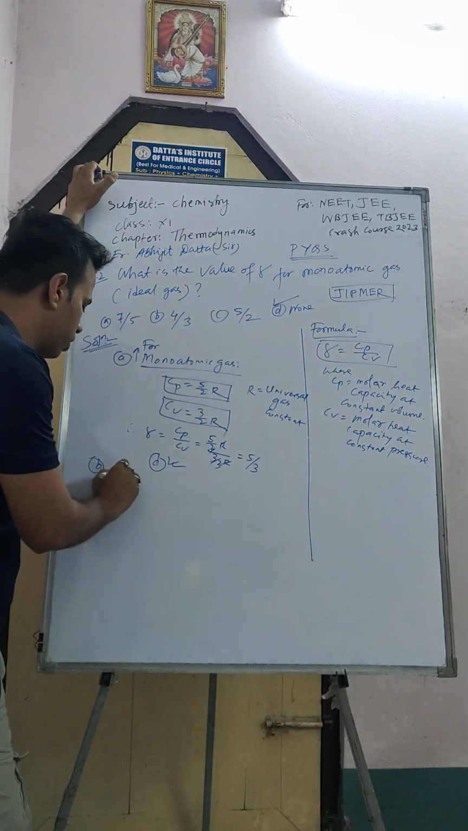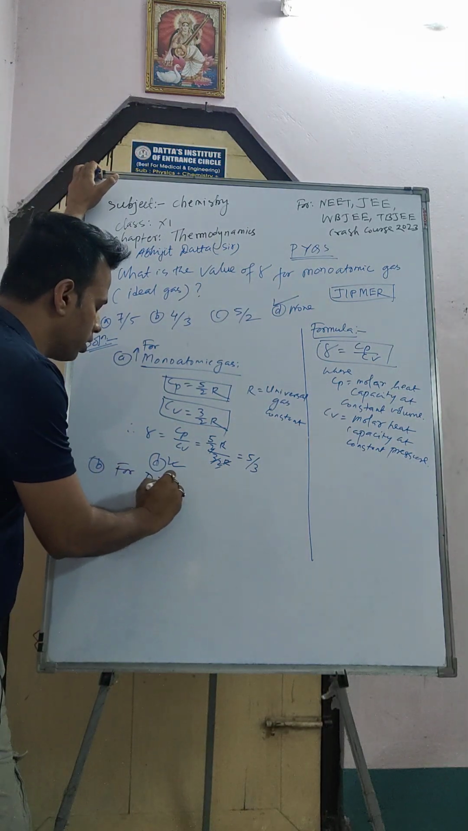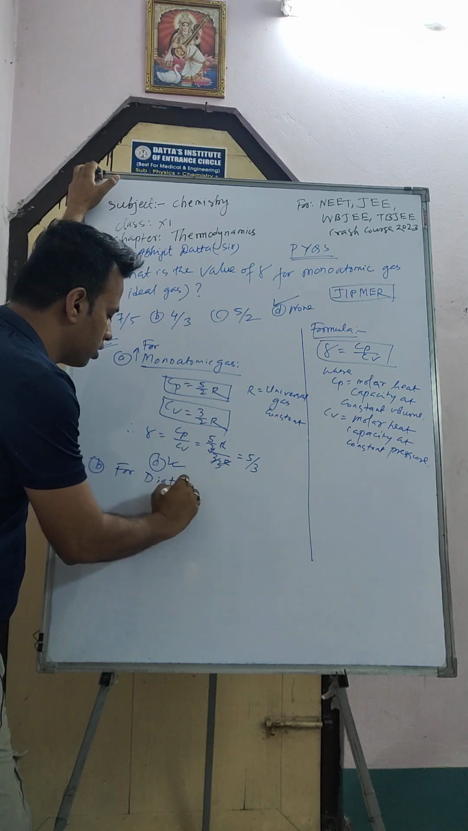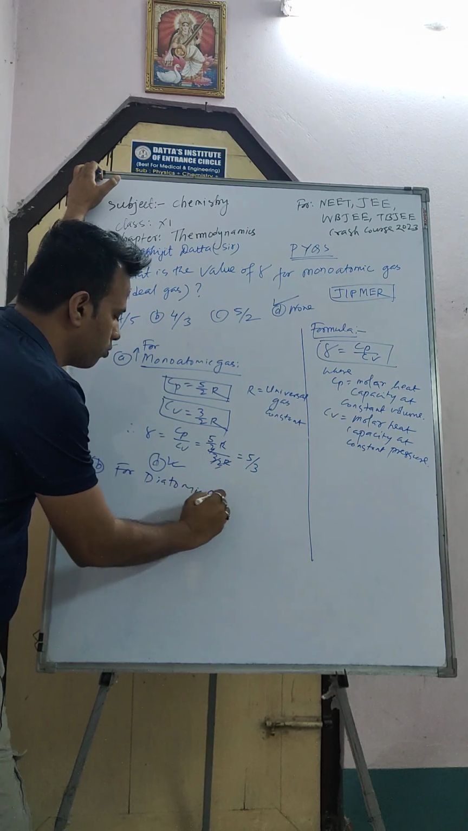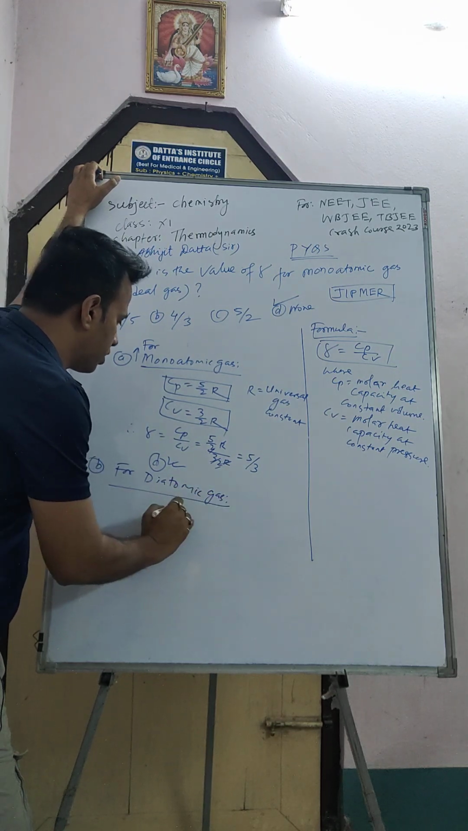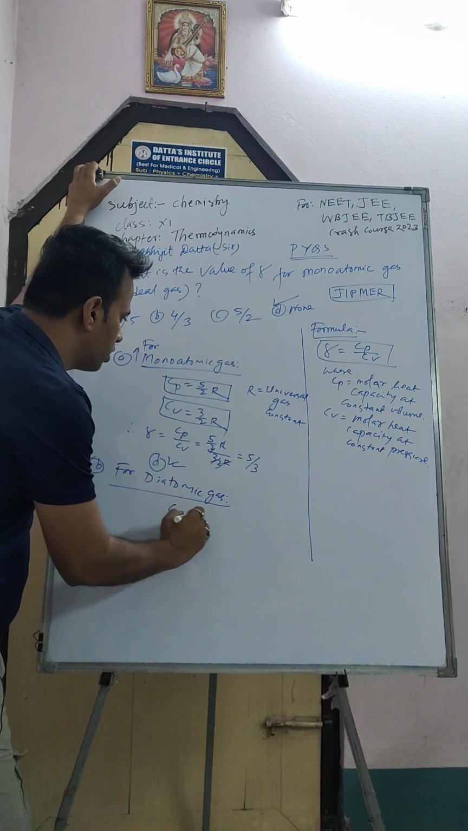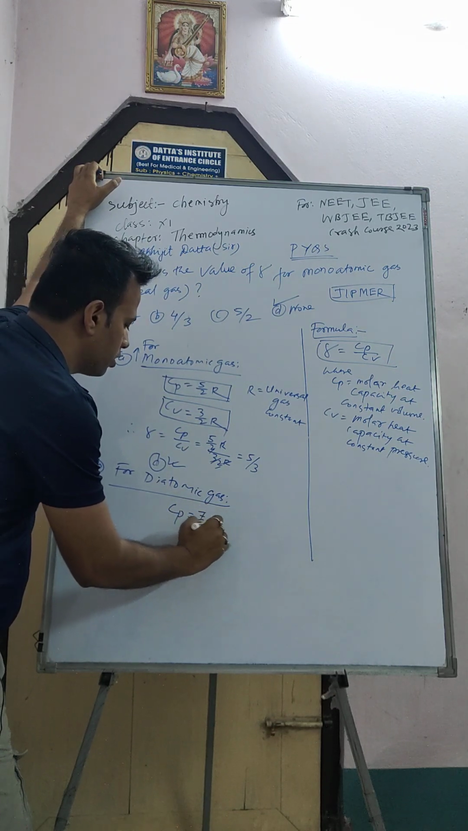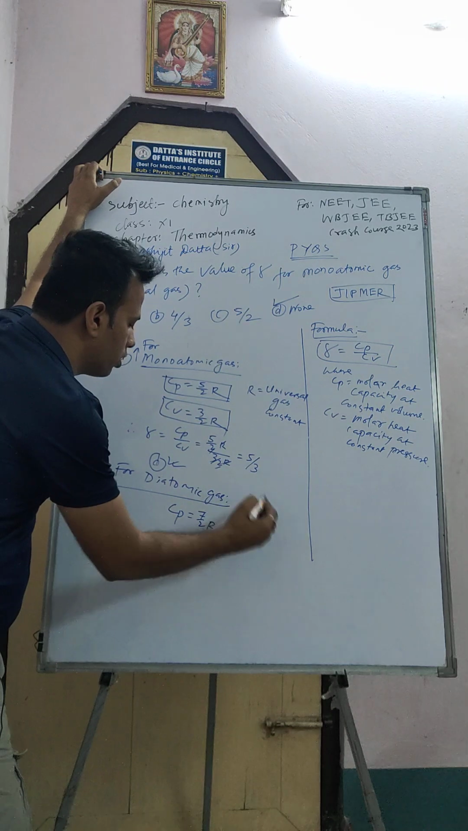So I write here for diatomic gas. Okay, if they ask for diatomic gas, Cp is equal to 7 by 2 R and Cv is equal to what, sir?